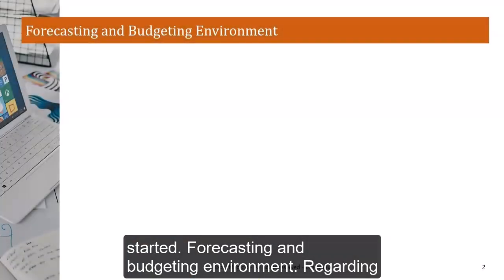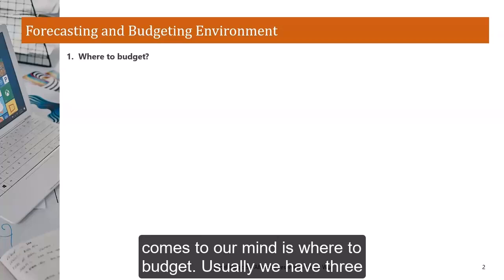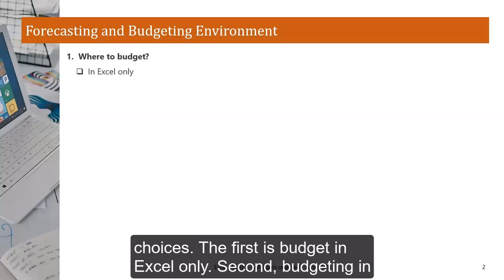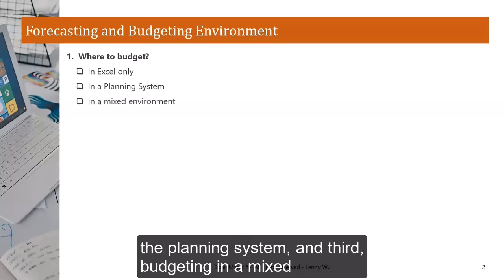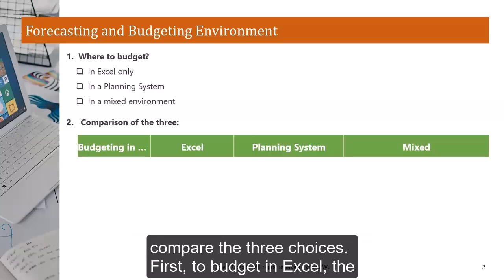Forecasting and budgeting environment. Regarding forecasting and budgeting, the first question that usually comes to our mind is where to budget. Usually we have three choices. The first is budget in Excel only. Second, budgeting in the planning system. Third, budgeting in a mixed environment, including Excel and the budgeting system. Now let's compare the three choices.